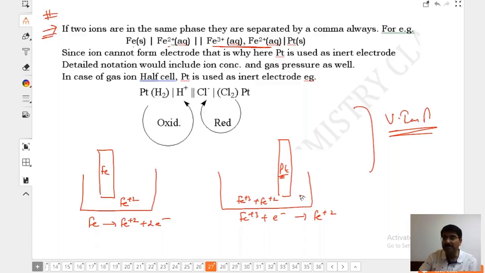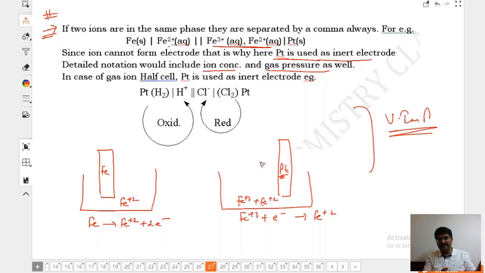Yes, platinum is playing a role. You cannot have an iron electrode in between Fe plus 3 and Fe plus 2. Because if iron is there, then what is the difference here and here? Fe plus 2 will be oxidized, and short circuiting will happen. Remember, since iron cannot form the electrode, platinum is used as inert electrode. Detailed notation would include concentration and gas pressure as well. If iron is being oxidized and iron is being reduced, can you form a cell?